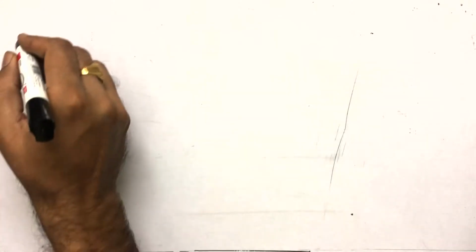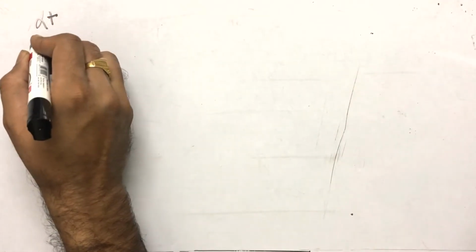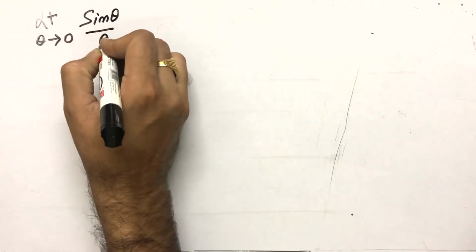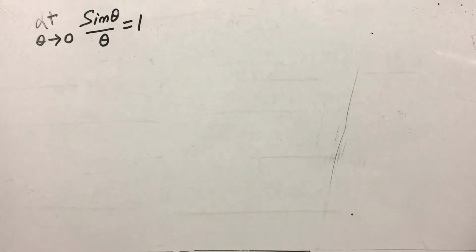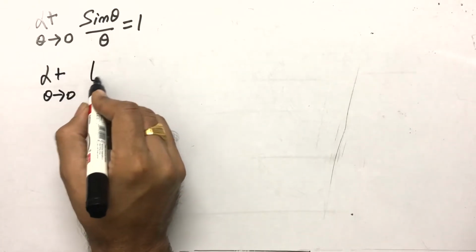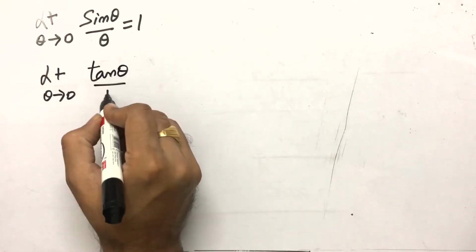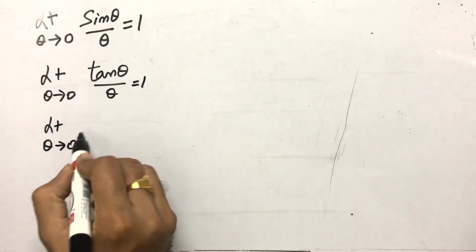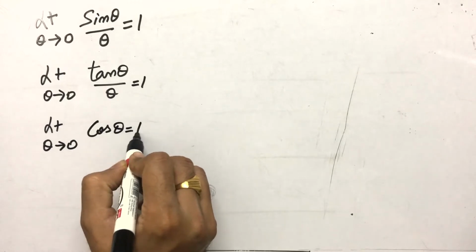Hello students, in this video we will discuss some more numericals on limits using trigonometric functions. The main formulas that we are going to use are: limit theta tends to 0 sine theta upon theta equals 1. Second formula is limit theta tends to 0 tan of theta upon theta is equal to 1, and the third one is limit theta tends to 0 cos of theta is equal to 1.